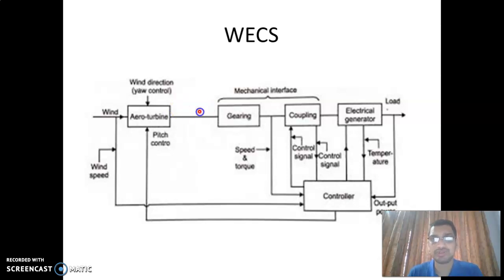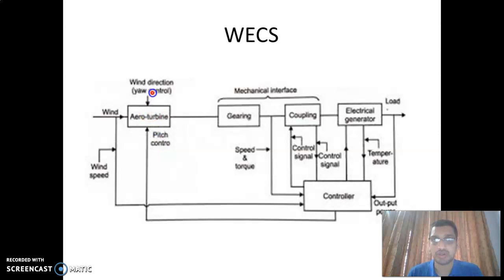Other controls are one, pitch control, and second, yaw control. These are the important controls as far as WECS is concerned. Pitch control is according to the wind speed: the orientation of the blade needs to be changed. So the pitch controller changes the orientation of the blade, or the angle between the blades.